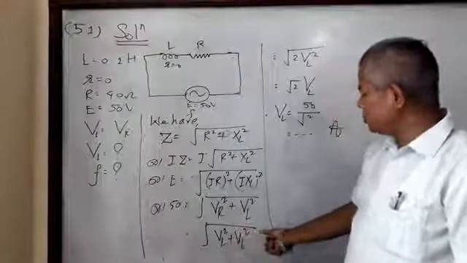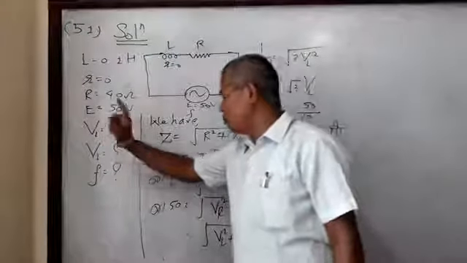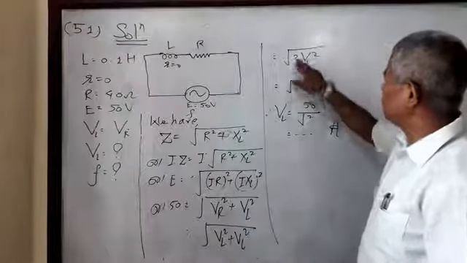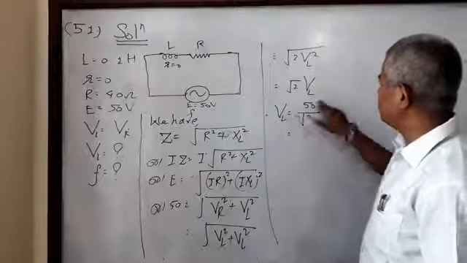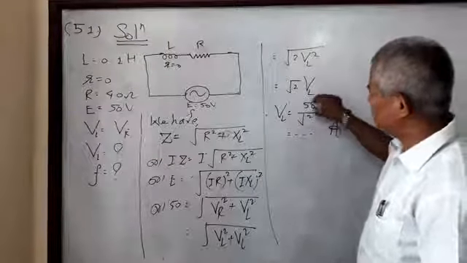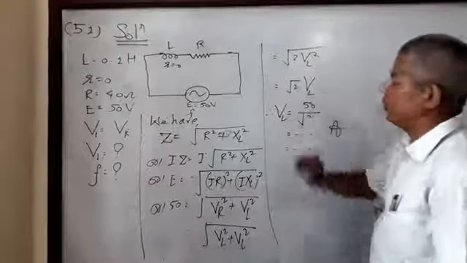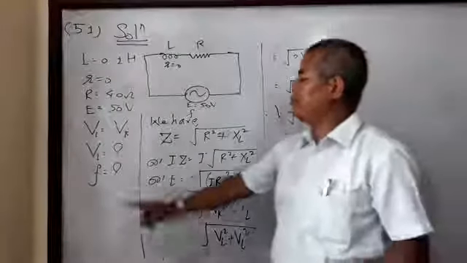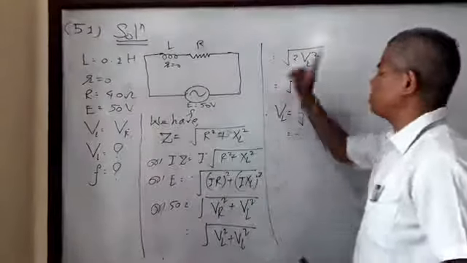And the question says VR is equal to VL. Then VL square plus VL square, root 2 VL, then VL is equal to 50 divided by root 2, and 50 is given to us. Then this is the answer of the first part. Now the second part: the frequency is being asked.